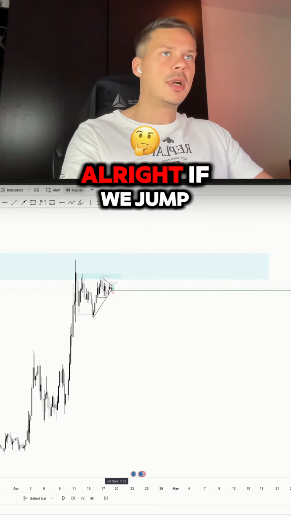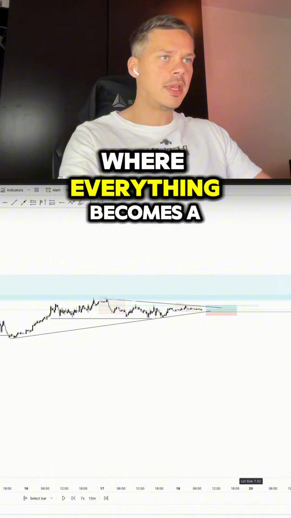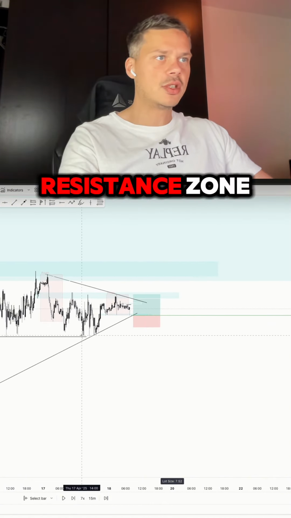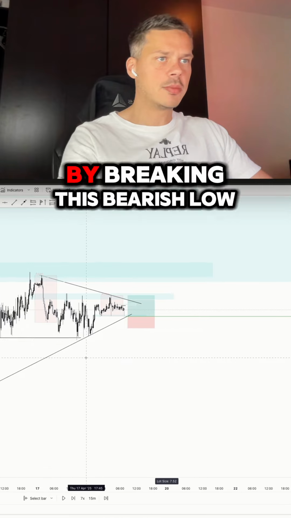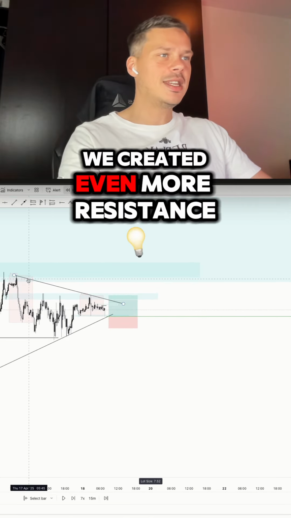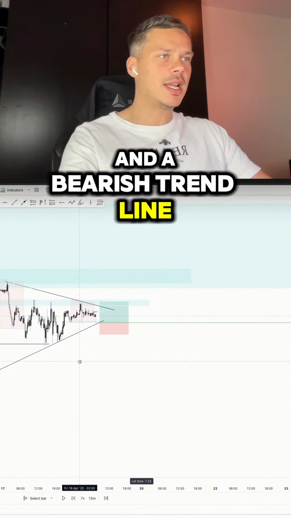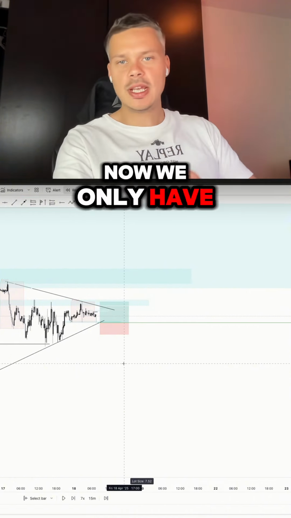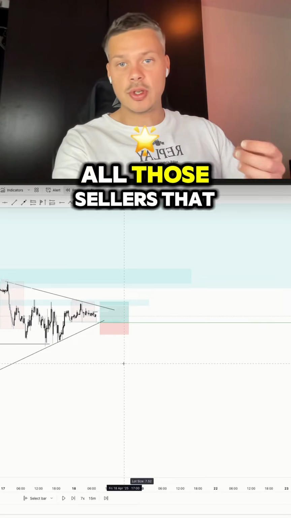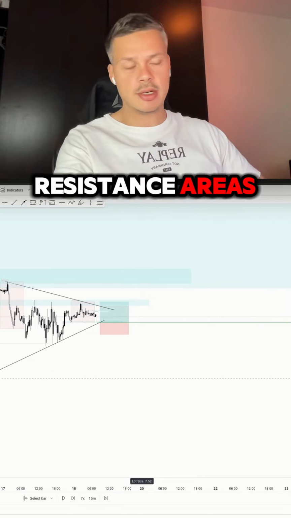All right, if we jump into the 15 minutes where everything becomes a little bit more clear, we can see that price came into that resistance zone, broke bearish market structure by breaking this bearish low, but it happens to be that we created even more resistance and a bearish trend line as well. Now, we only have to wait for the first and early buyers to get out and then target all those sellers that were entering from the resistance areas.